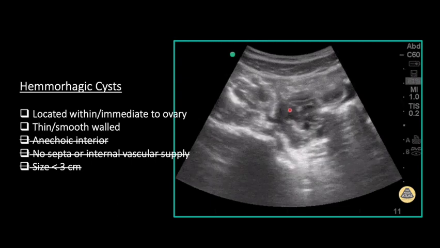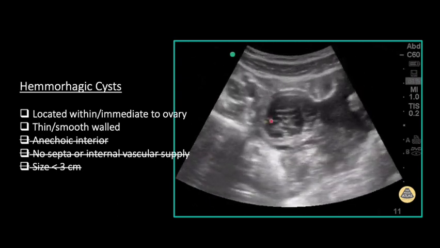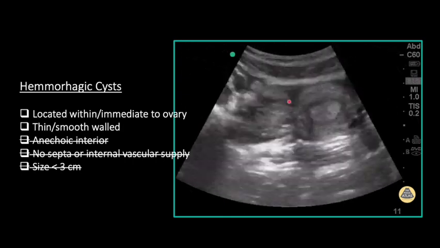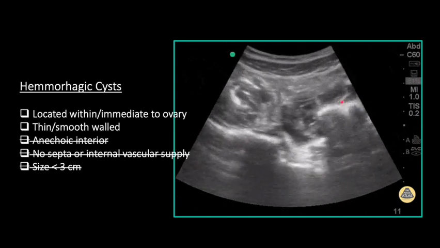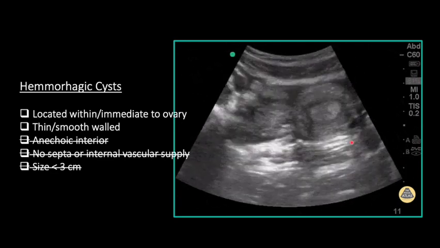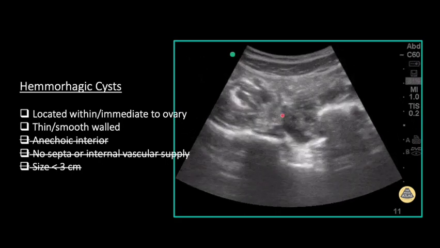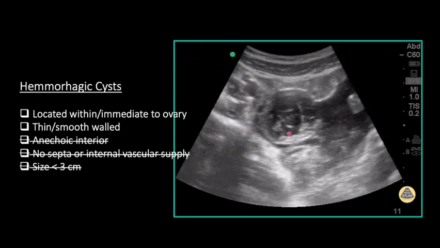So here we see this cyst right here, and we see these internal septations. We see it's not completely anechoic. Over here, this may be a tubal ring sign, or it may be a corpus luteum cyst. It's a little bit hard to know exactly what that is. But here you can see that this is a cyst. It's adjacent to the ovary, and unfortunately, there looks like there's some clotting blood on the inside.